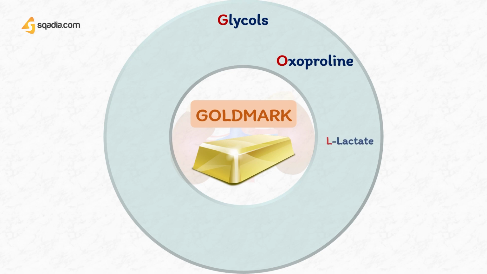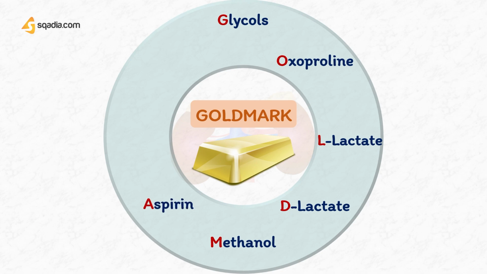L for L-lactate in lactic acidosis. D for D-lactate in exogenous lactic acid. M for methanol and other alcohols. A for aspirin, specifically the late effect of aspirin. R for renal failure. And K for ketones, which can be from diabetic ketoacidosis, alcoholic, and starvation states.